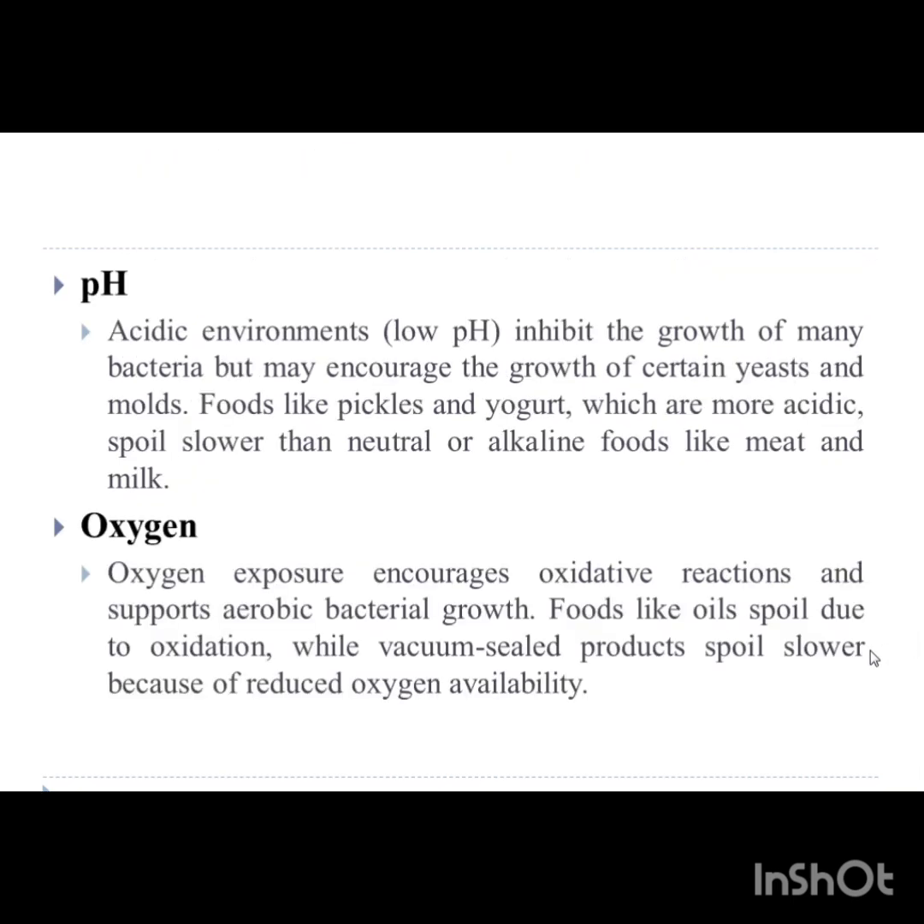Now third is pH. Acidic pH inhibits the growth of many bacteria. So the more the acidity, the slower is the spoilage. If we talk about a neutral pH or an alkaline food pH, then it will help in growth of bacteria, molds, etc. But a higher acidity, or lower pH, will help in inhibition of the growth.